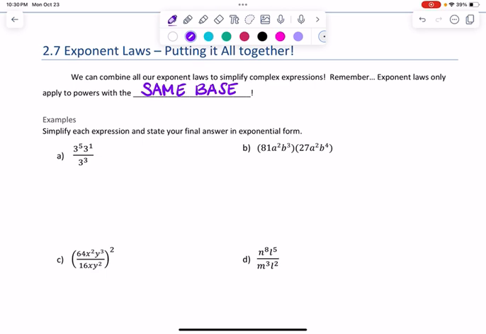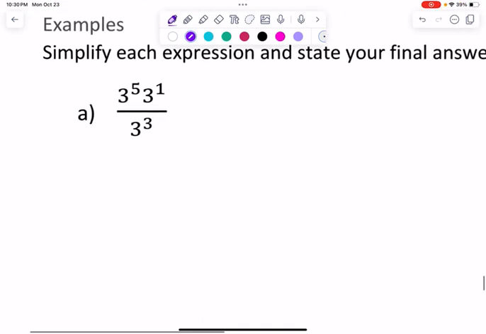So let's take a look at some of the examples. Example 1 is this guy over here. We're going to simplify each expression, and we are going to make sure that our final answers are always stated with the smallest possible base. So if a base can be smaller, we will make it smaller. If it can't, then we will leave it as is.